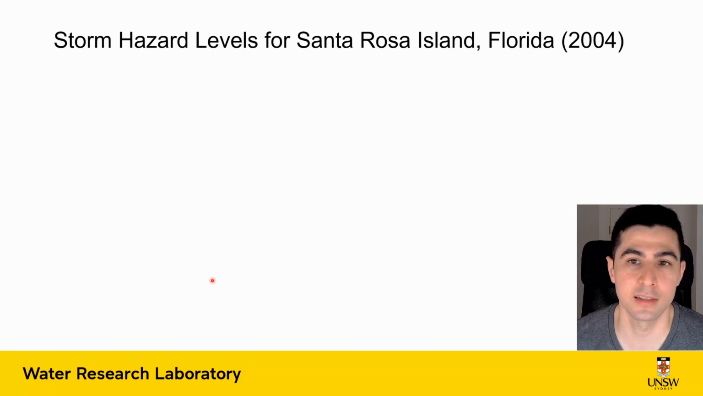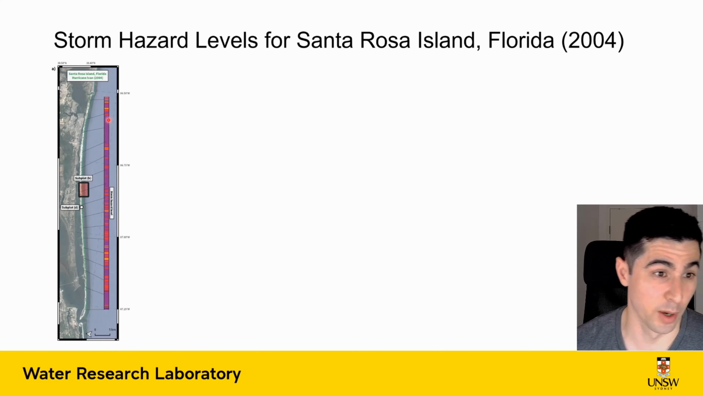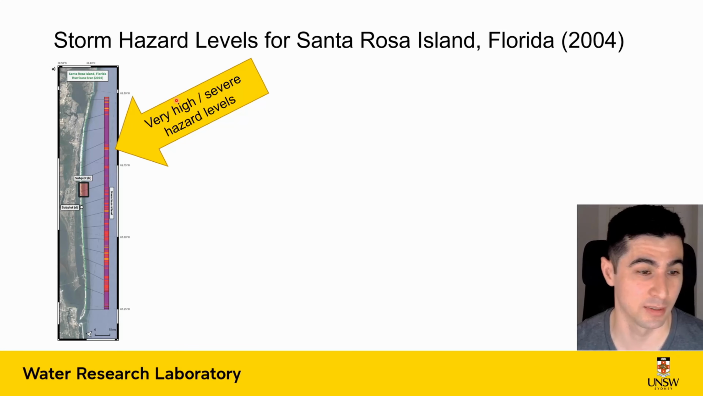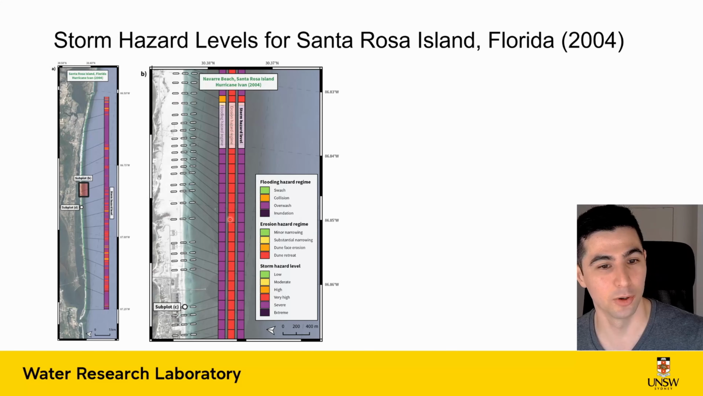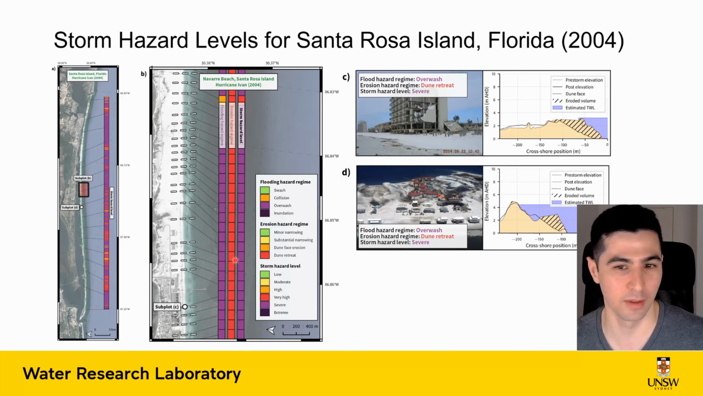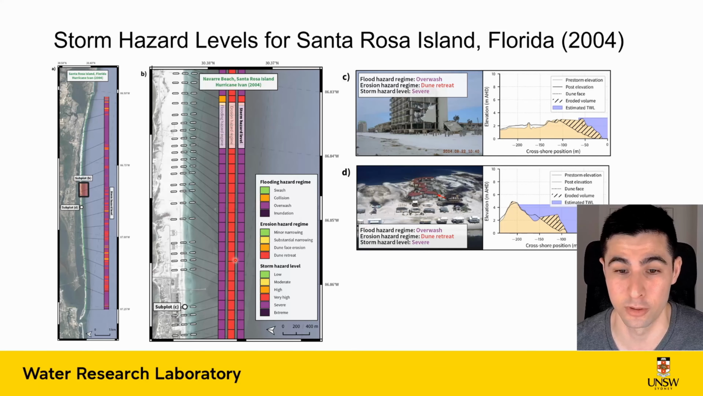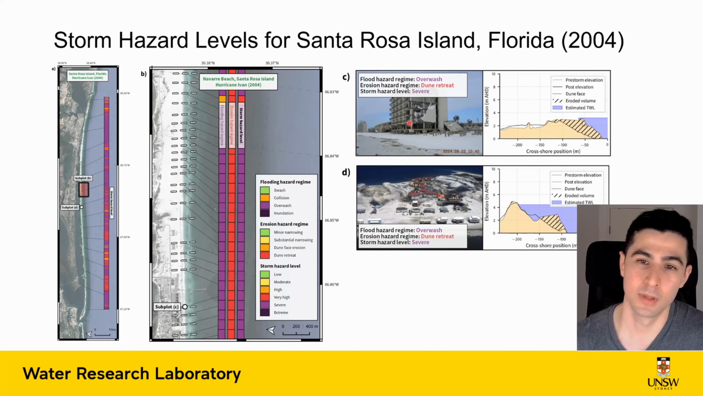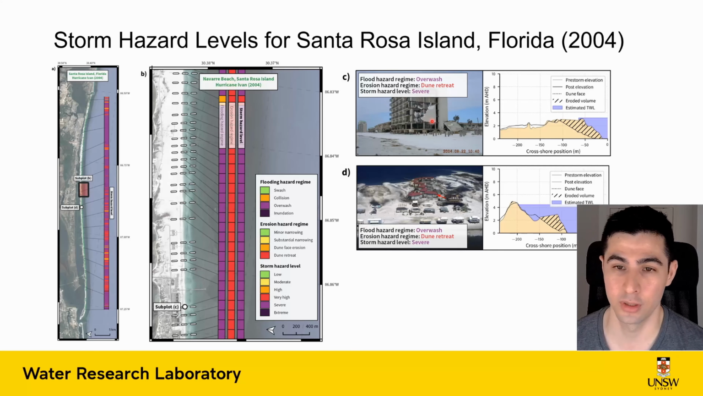We can also look at Santa Rosa Island, and in this case, we see a lot of purple here. So this is the very high and severe hazard levels. Not much of a story to tell here. The island is pretty uniform, and we see basically overwash and dune retreat across most of the sections. And this leads to that severe storm hazard level, so worse than what we saw in the New South Wales coastline.